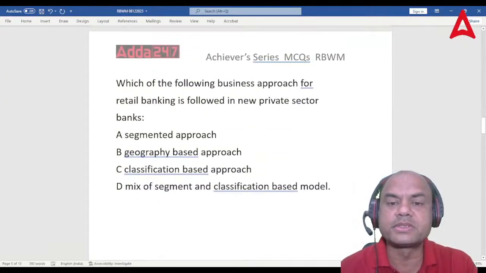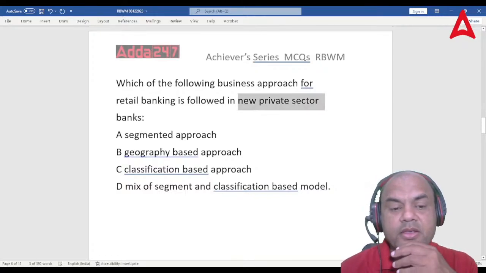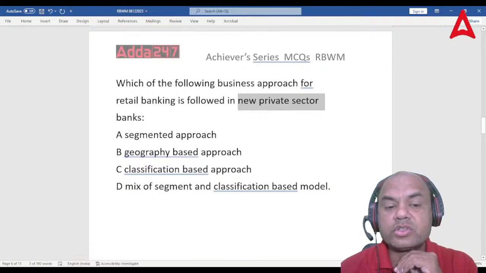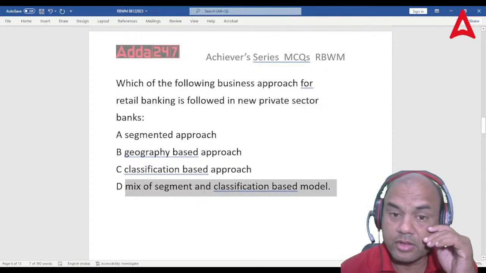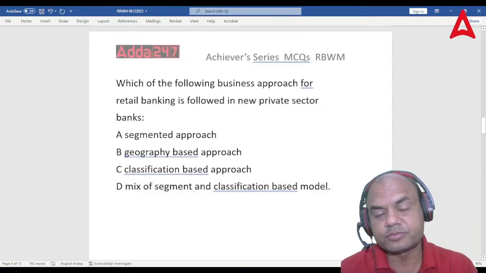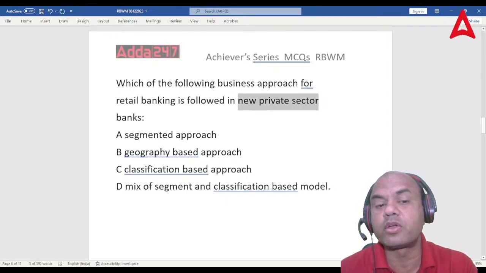Which of the following business approaches for retail banking is followed in the new private sector banks? Segmented, geography based, classification based, or a mix of segment and classification. So what is the answer for this? Think over it. Now, new private sector banks means which banks are we talking of?